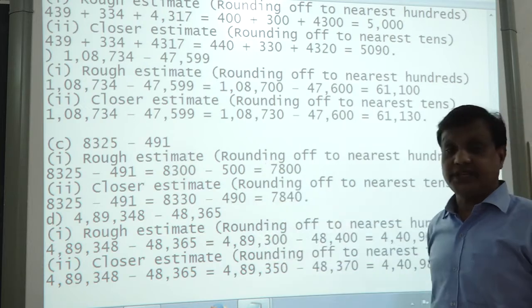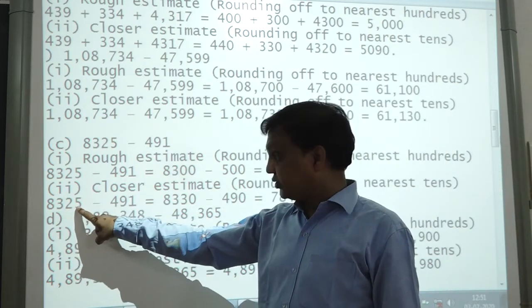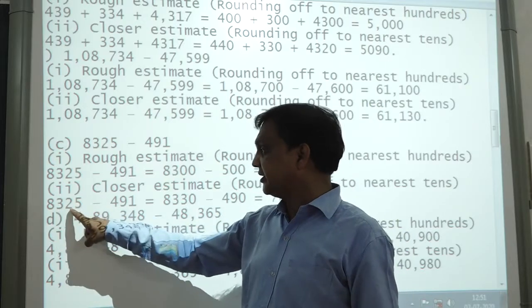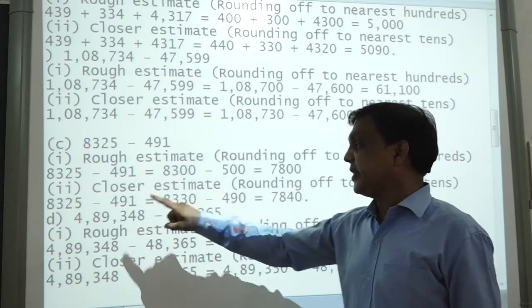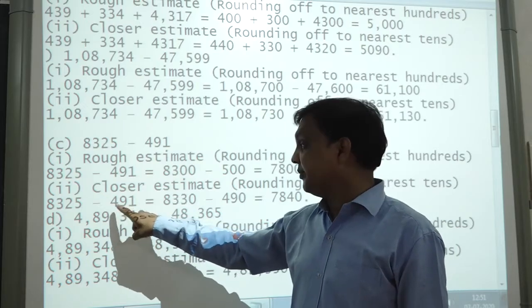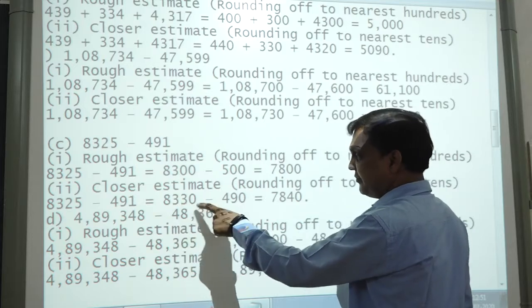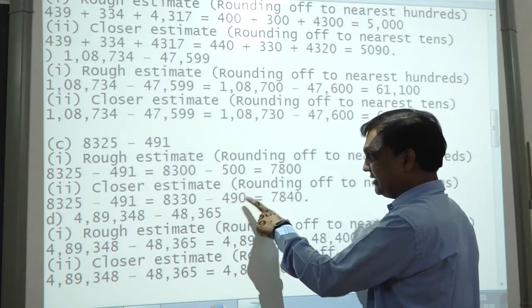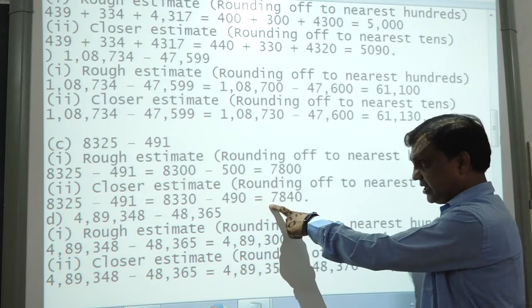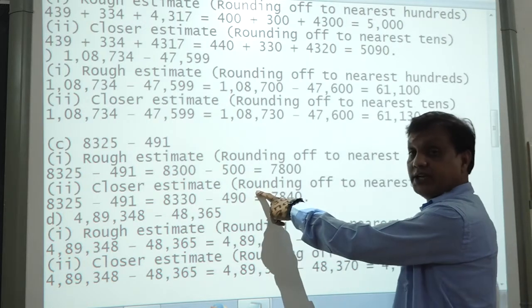Now the same question for the nearest 10. 8,325 rounded to the nearest 10 becomes 8,330. 495 rounded to the nearest 10 becomes 490. So 8,330 minus 490 is equal to 7,840. This we did for the nearest tens.